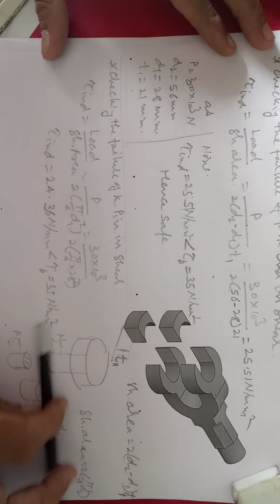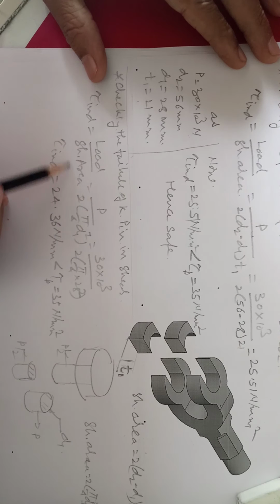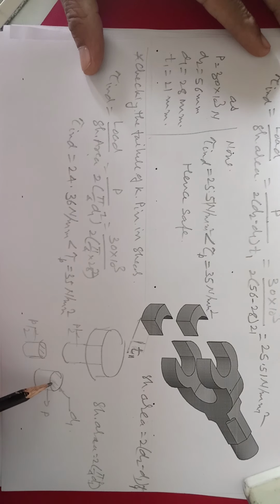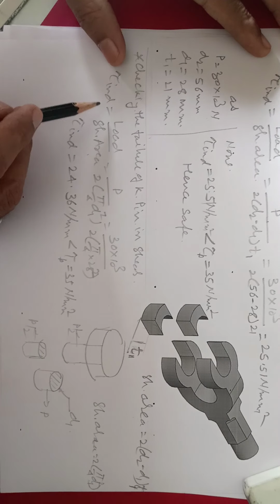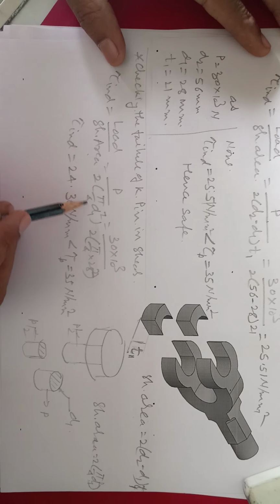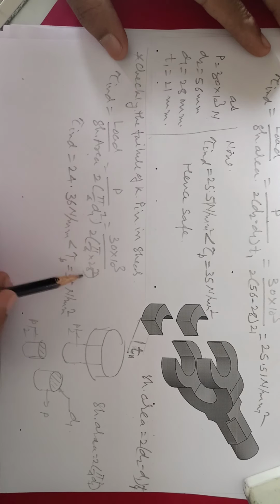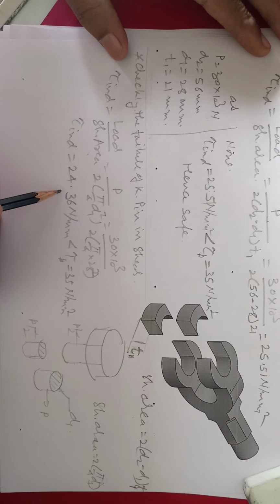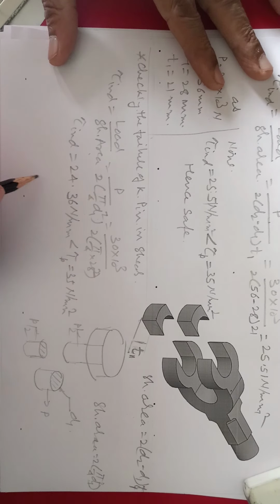Now checking the failure of the knuckle pin in shear, we will form the strength equation. Tau induced is equal to load upon shear area. The pin is in double shear, so the shear area is given by pi by 4 d1 square multiplied by 2. So tau induced is equal to P upon 2 multiplied by pi by 4 d1 square. Putting the value of load and d1, we get tau induced equal to 24.36, which is less than tau permissible, 35 newton per mm square. Hence safe.